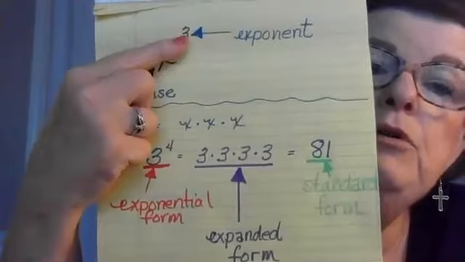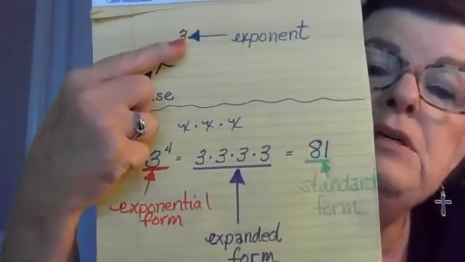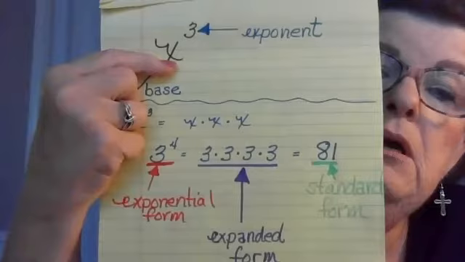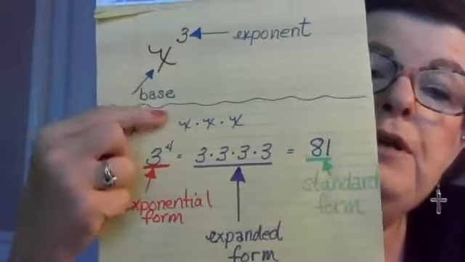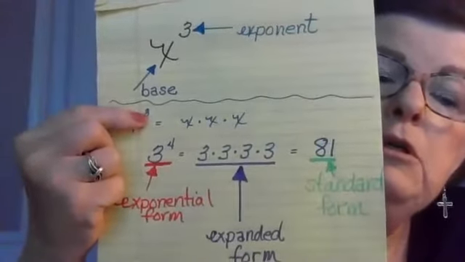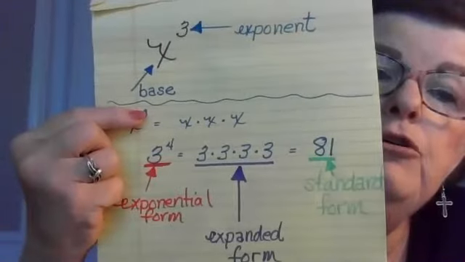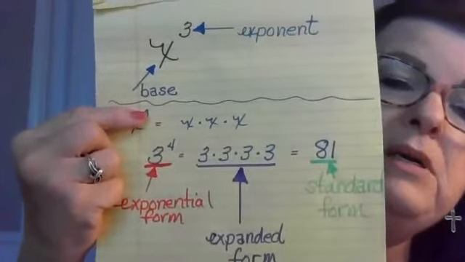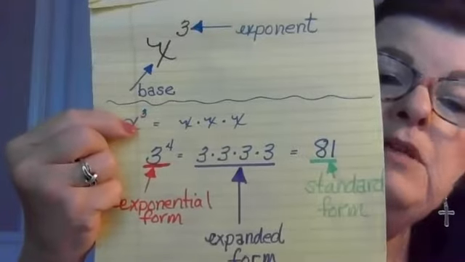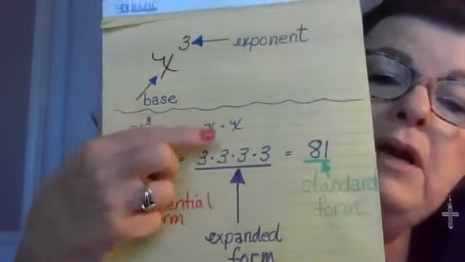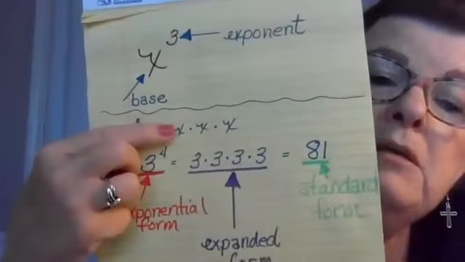Now the exponent tells us how many times the base is going to be multiplied by itself. So I wrote it down here, x, and we call this cubed. You can say x to the third power, or you can say x cubed, C-U-B-E-D, cubed. And this simply means write the base down 3 times and multiply it.